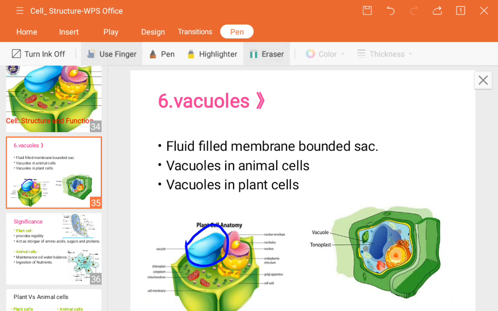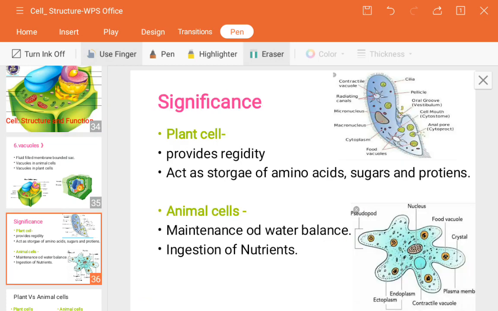So we will see specifically what is actually different in them. The vacuoles in animal cells are very small in size. Not all animal cells have a vacuole, some have and some do not. For example, paramecium and amoeba. I have shown the images here: the upper one is the paramecium, the second one is the amoeba.